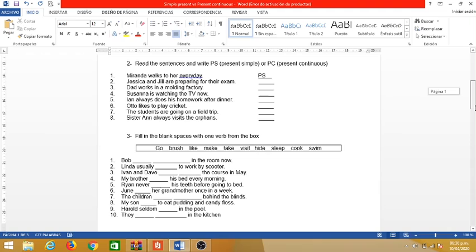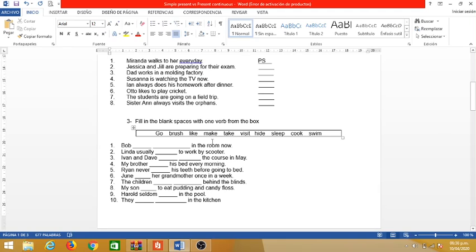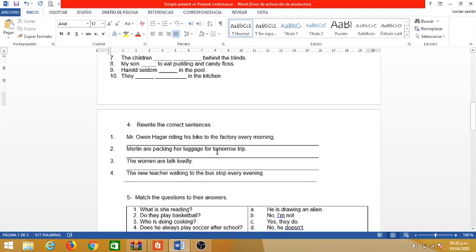In activity 3, you have to fill in the blank spaces in the sentences with one of the verbs in this box, in either present simple or present continuous form. Okay? In activity 4, you have to rewrite the sentences. They all have mistakes, so you have to identify the mistake and correct it. Okay. In activity 5, you have to match the questions to their right answer.